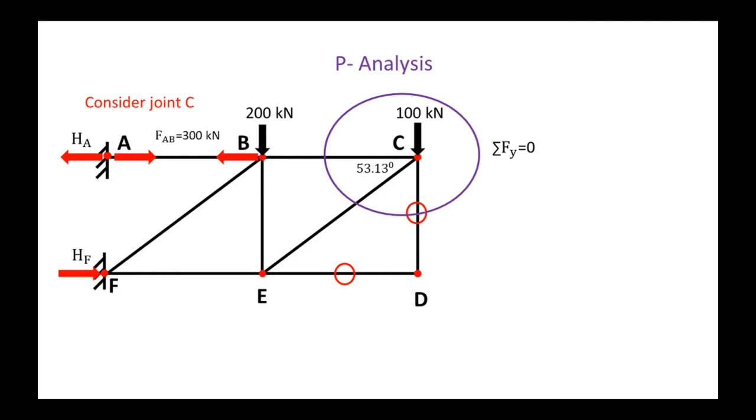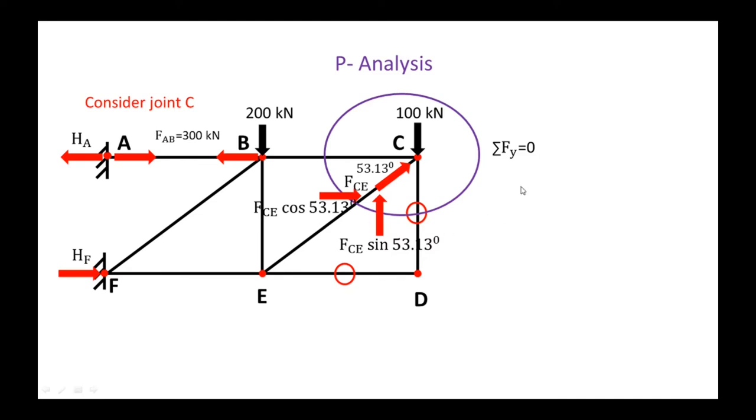Initially we are assuming the direction of this force FCE. This is the FCE, and we are assuming it toward the joint. Now this is the resolution of this FCE: vertically it is FCE sine 53.13 degrees, and horizontally FCE cos 53.13 degrees.